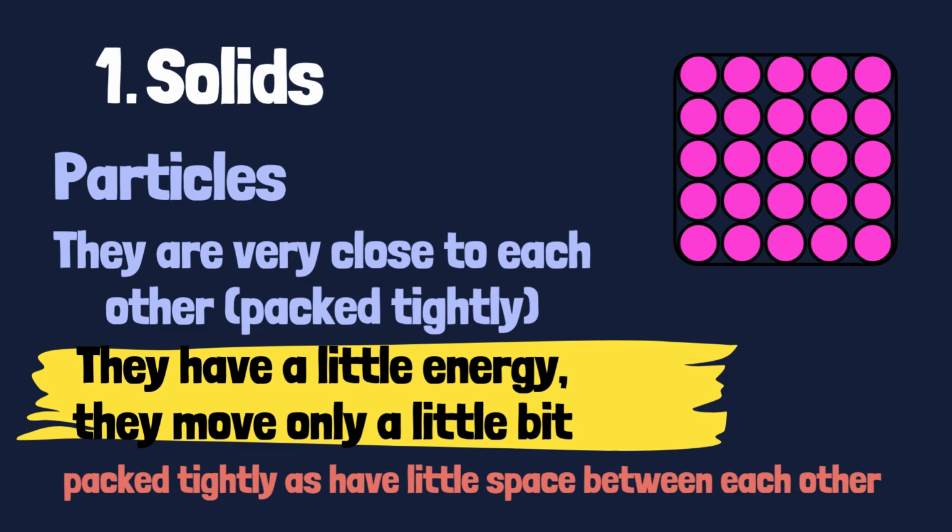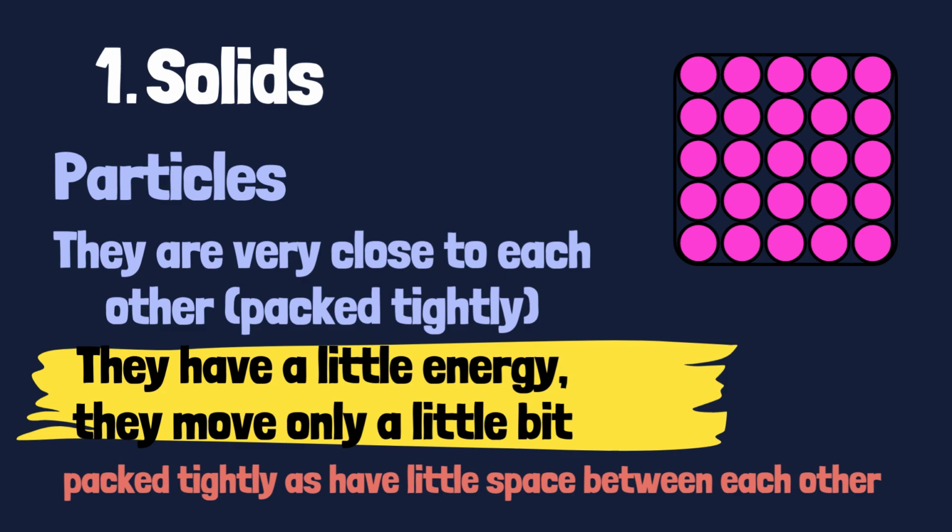Here in the solid state, the particles, as you see here, are very close to each other. They are packed tightly. What is the meaning of very close to each other? That means they are very near from each other. They are packed tightly, okay? They have little energy and they move only a little bit, vibrating in their places. They can't move freely, okay?